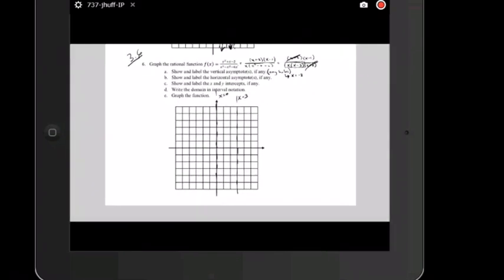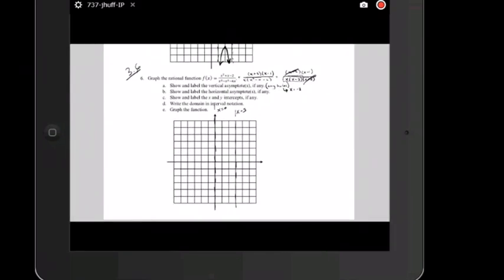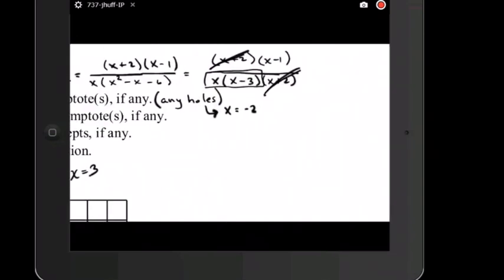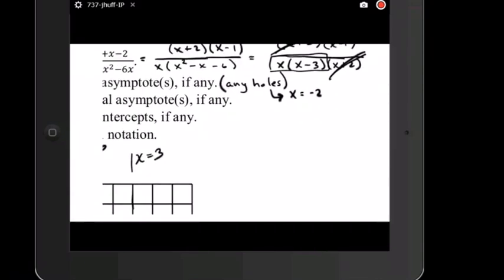So just to be clear, when we fully factored the original problem, we did have 3 factors in the denominator, but this one does not become a vertical asymptote because it factored out with that same factor in the numerator. When you factor out, though, it creates a hole in the graph. So there is a hole at x equals -2. And I'll show you what that looks like when we graph it.